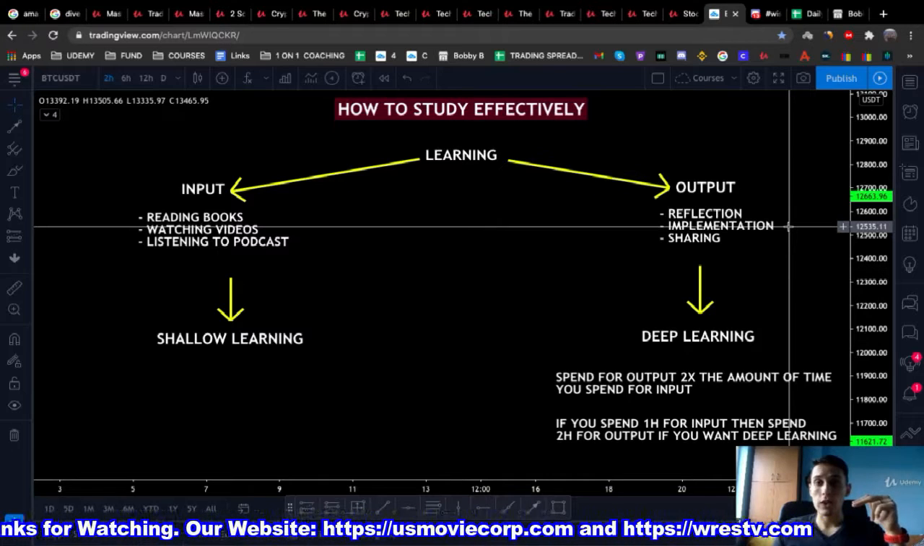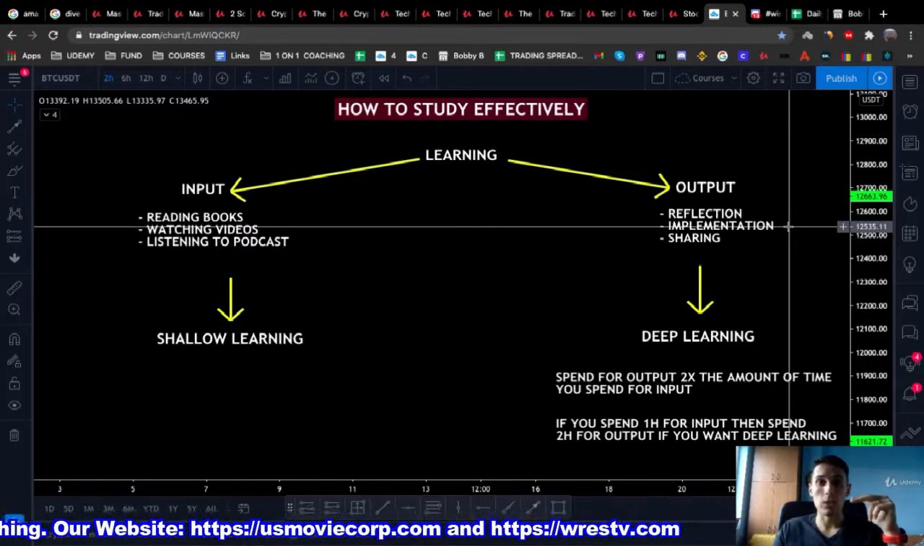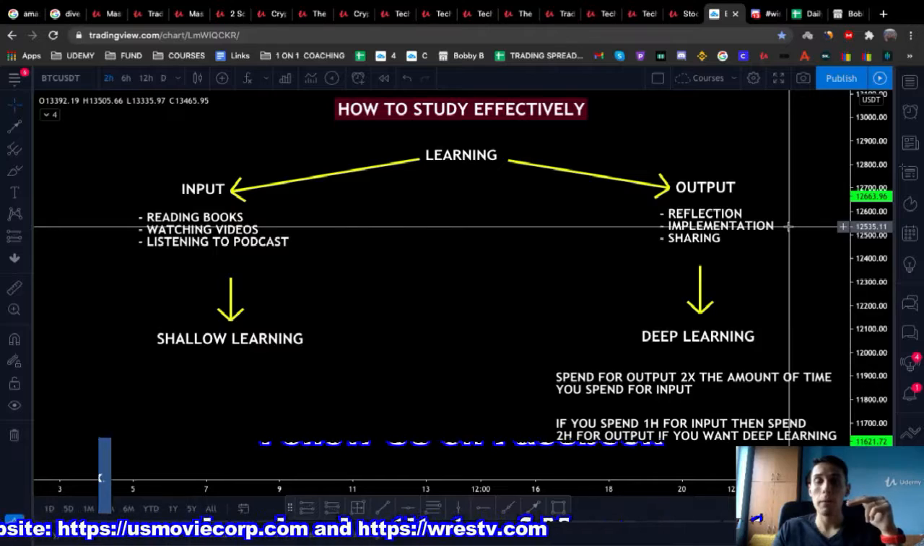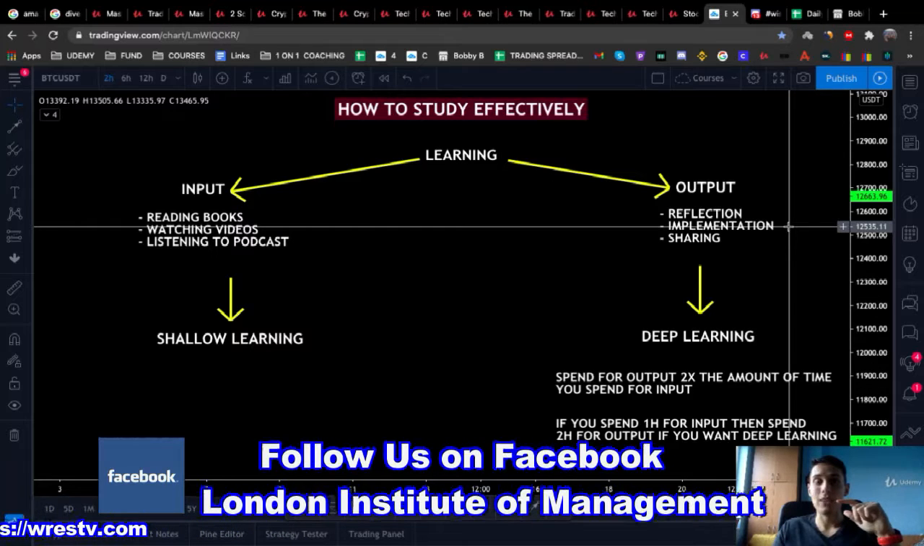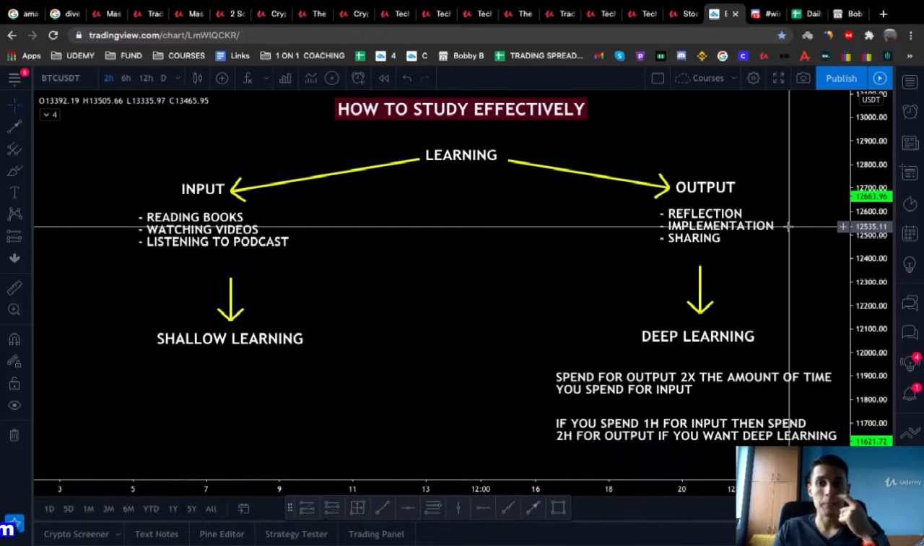Ask yourself the question, how do you apply this, and start applying it. How do you implement this? I'm too excited. How do you implement this in your life, in your trading? This is the question, and of course the application.